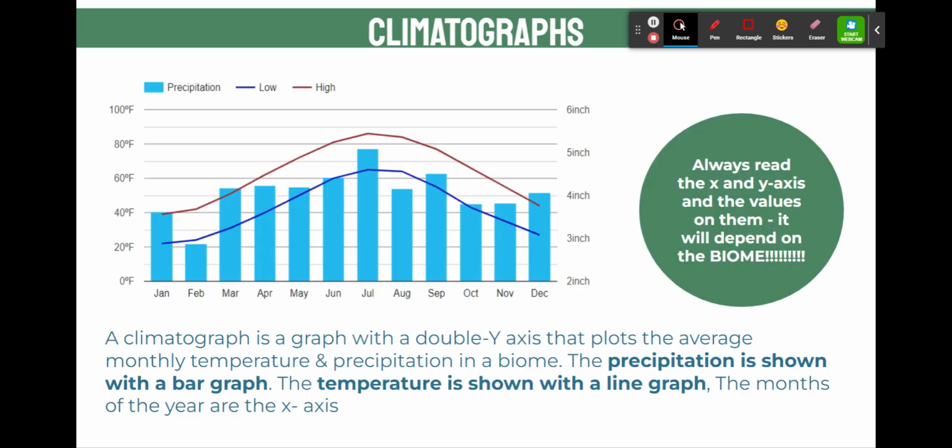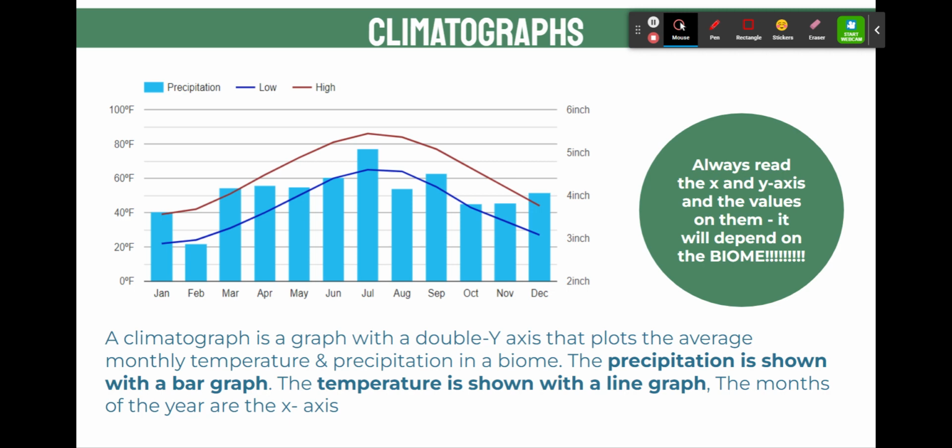So this is a climatogram or a climatograph. You had to put this on your biome dating profile. What this shows you is the average temperature and precipitation of each month of the year. So it's a double y-axis with temperature on one side and precipitation on the other, with the months of the year at the bottom. So this is showing you the average temperature and precipitation of the biomes.